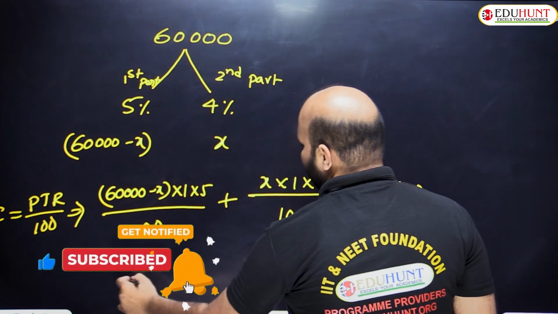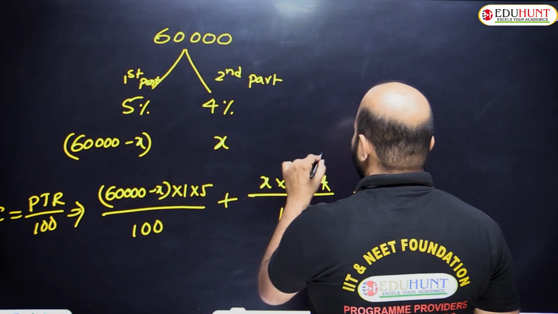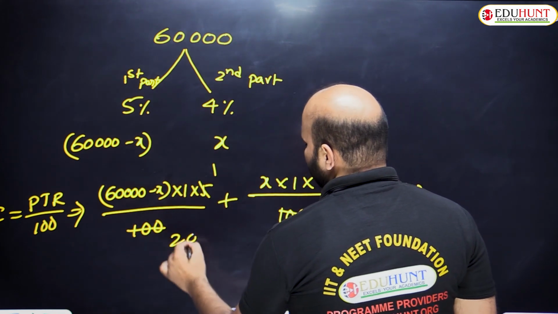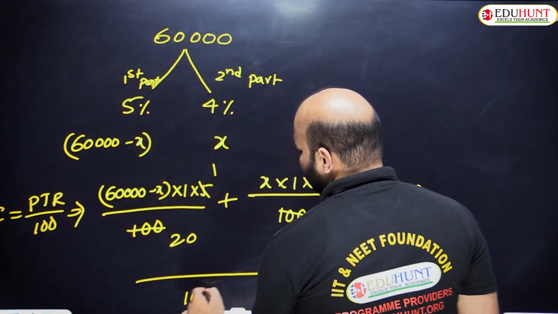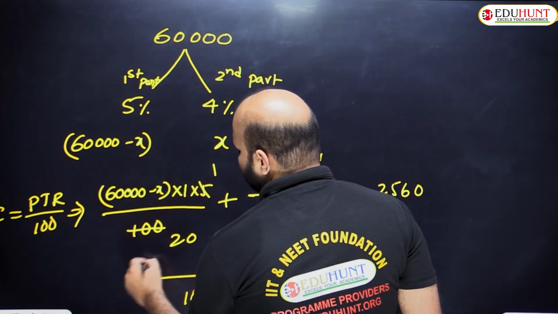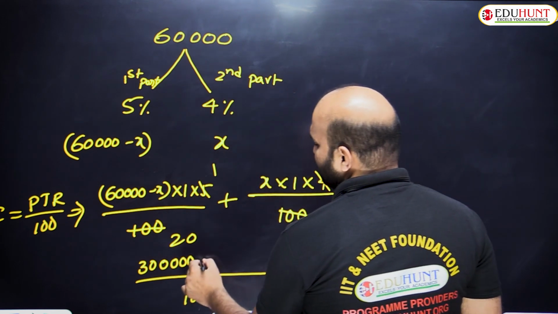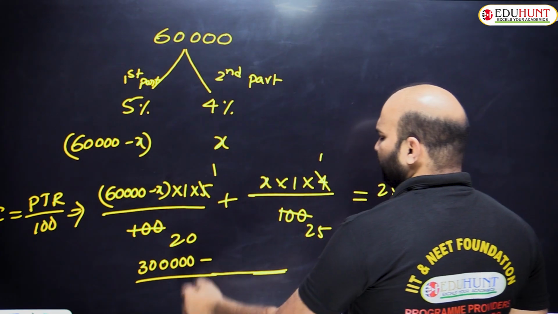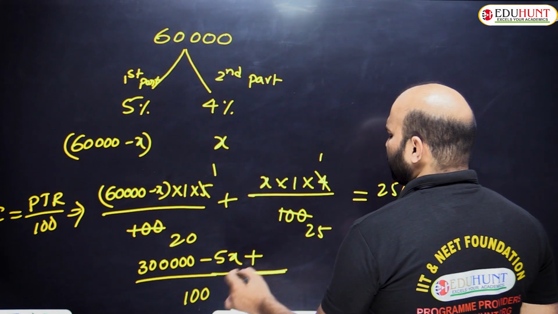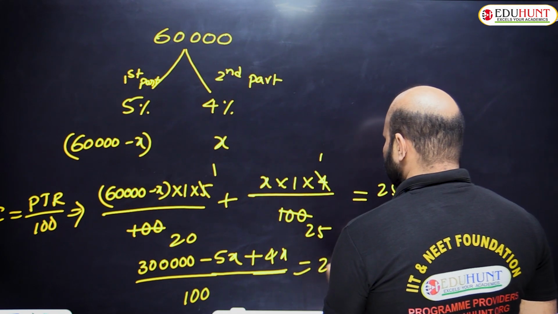So what I am taking is the direct LCM, or cancellation. 4 1s are 4, 20 5s are 100. Again 5 1s are 5, 20s are 100. So the LCM of 20 and 25 is 100. Am I clear? 25 is 100, 5 into 60,000 is 3 lakhs. Minus, so first what you are getting: 25 is a 5 into 60,000, minus 5x. This is 25 4 is 100, 4 into 1x, 4x equal to 2,560.